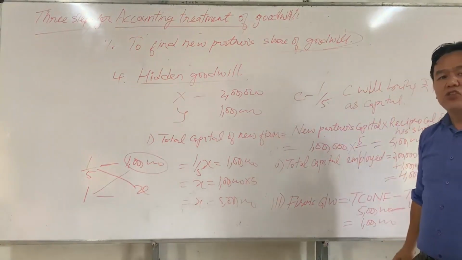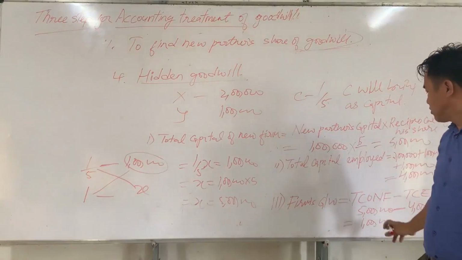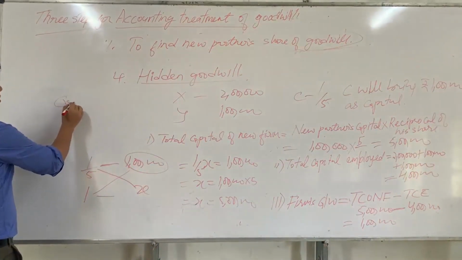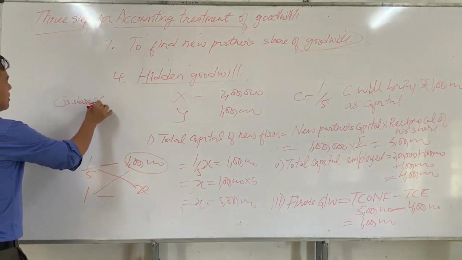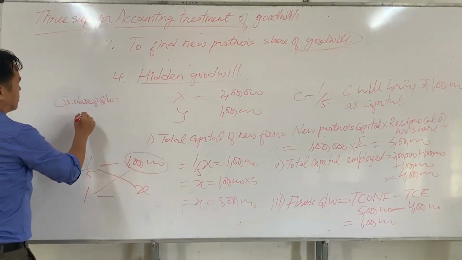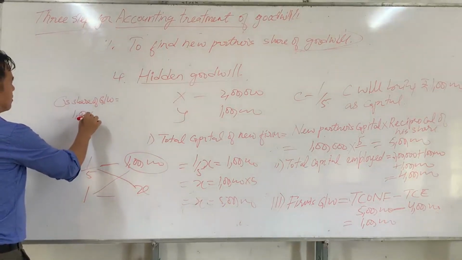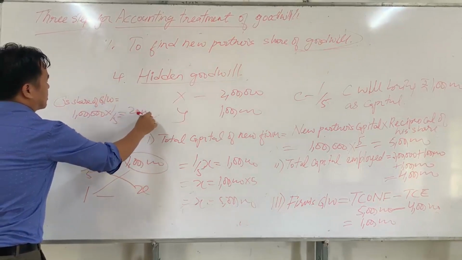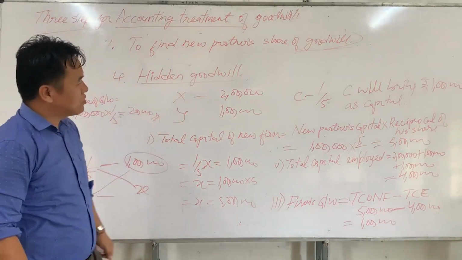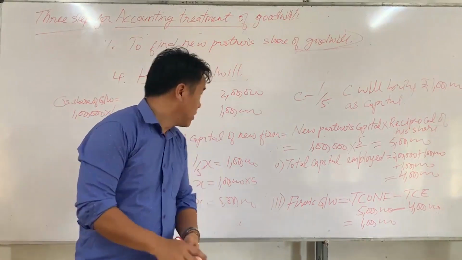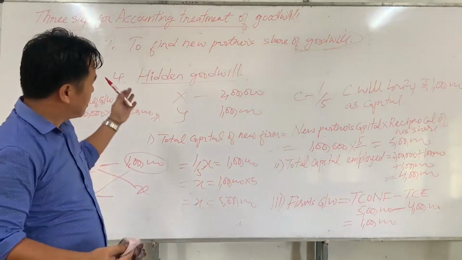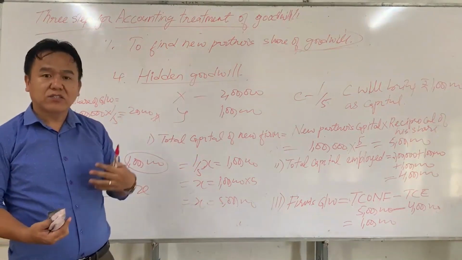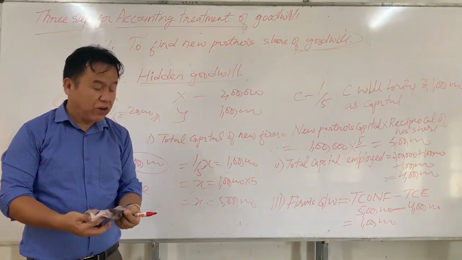Now we can find the new partner's, I mean C's, share of goodwill. C's share of goodwill is equal to 1 lakh multiplied by 1/5, which is 20,000, which means C has to bring rupees 20,000 as his share of goodwill. Is that clear for you? Now we are done with all the 4 situations which enable us to find the new partner's share of goodwill.